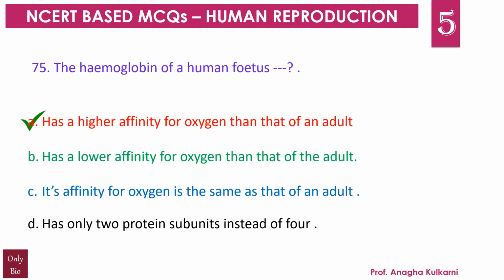Maternal and fetal blood never mix during pregnancy, but they come very close to each other in the placenta. So oxygen diffuses easily to fetal hemoglobin in this particular region. The reason fetal hemoglobin has a higher affinity is that it is composed of two alpha and two gamma subunits, while adult hemoglobin is composed of two alpha and two beta subunits. So this is the difference between hemoglobin of the human fetus and the adult human. I hope you understood this.